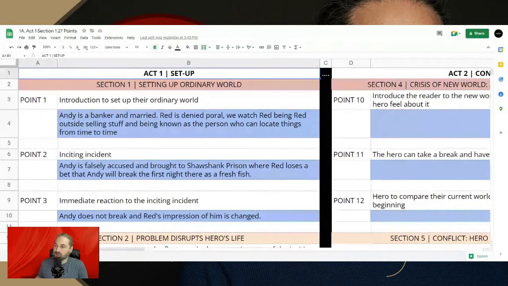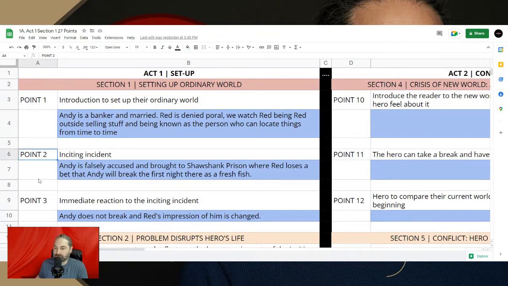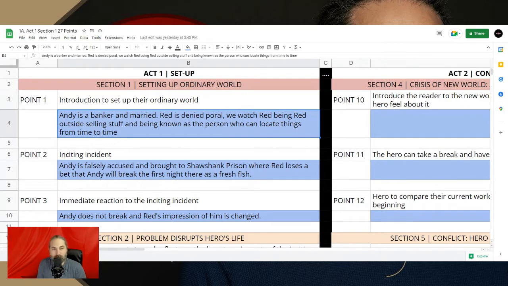Let's do this. So this is Shawshank Redemption. If we're looking at that movie, this is just Act 1, Section 1. All right, there's 3 points. And the way it works is like this. The introduction is to set up the ordinary world. Well, what is that? We learned that Andy is a banker and married. Or more importantly, we learned that he was married because his wife is murdered.